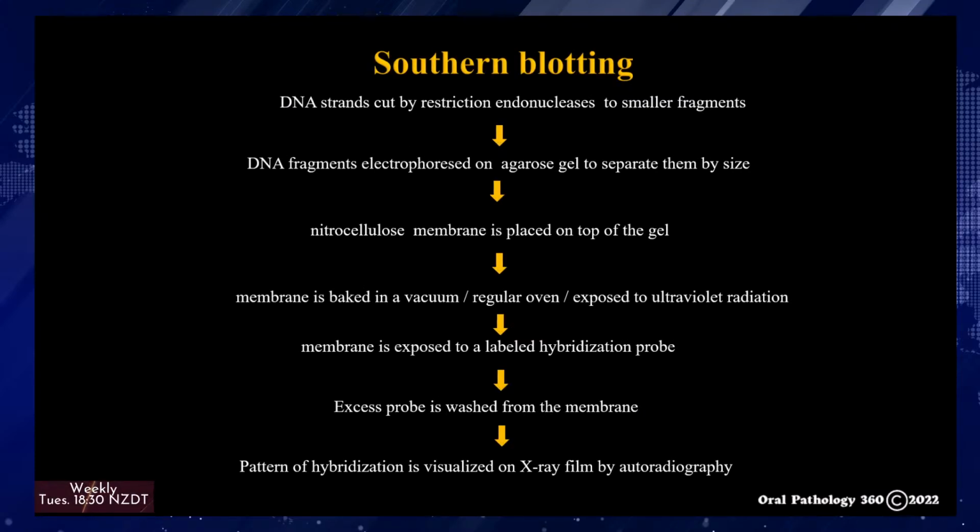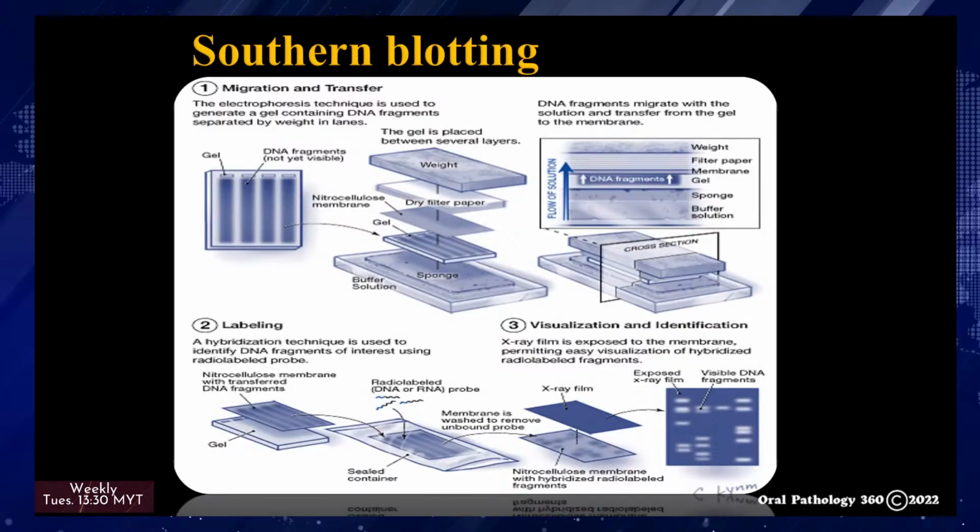In this technique, DNA strands are cut by restriction endonucleases to smaller fragments which are electrophoresed on agarose gel with a nitrocellulose membrane. The subsequent pattern of hybridization is visualized on an X-ray film by autoradiography. This pictograph illustrates the mechanism of Southern blotting.